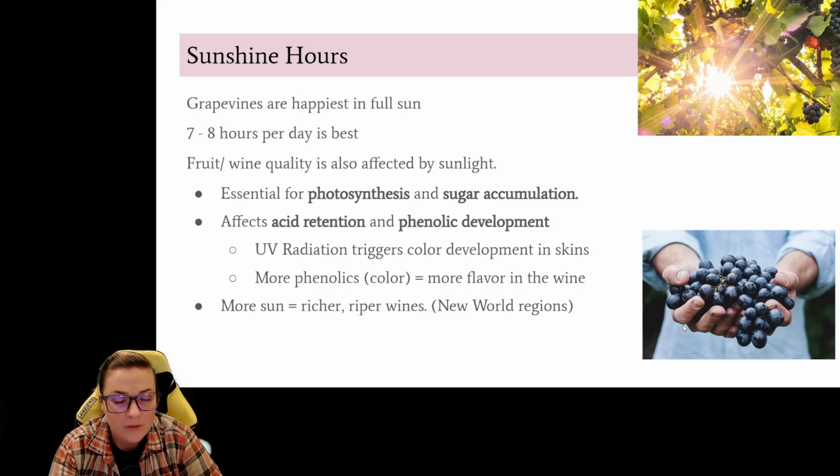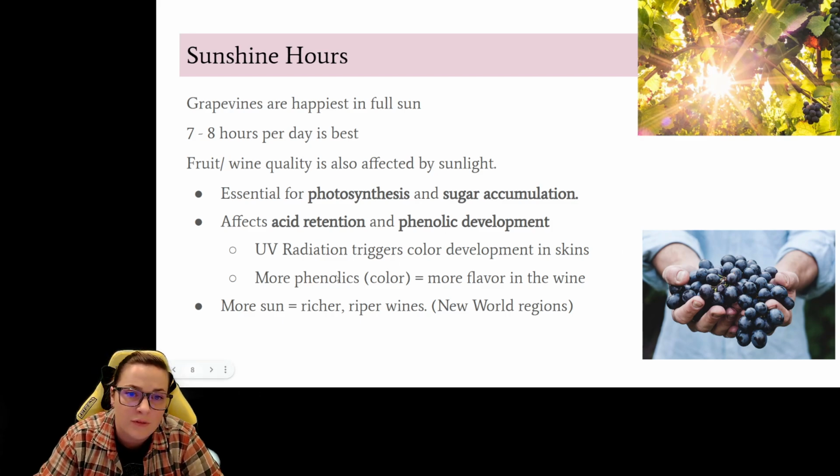So the beautiful color that comes in the skins of those grapes is due to UV radiation. It actually triggers the color development in the skins. It acts as a protectant from UV. So the more color you have in the skins, the more flavor that you'll have in the wine. And the fancy word for that is just phenolics. Phenolics are color, which is more flavor in the wine, especially if you're making red wine because you're fermenting on those skins and extracting those flavors.